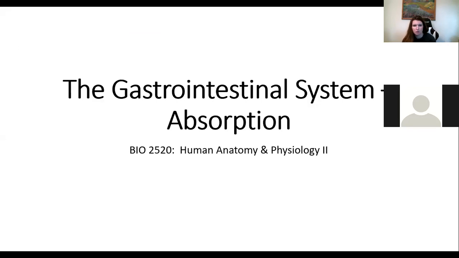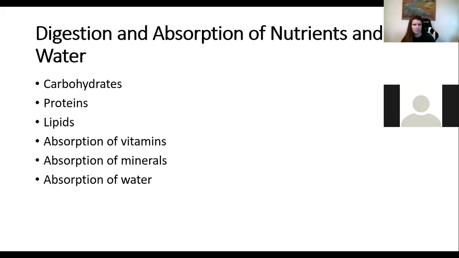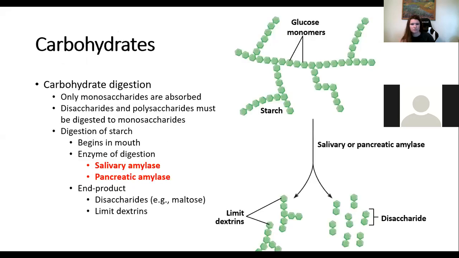Okay, so on Wednesday we were talking about digestion and absorption, and how each macromolecule type gets digested and absorbed. So just a quick, one sentence description of each of these. Carbohydrates get chopped up by your saliva and pancreatic juice. There's amylase in both of those. The end products of amylase are disaccharides and limit dextrins, which are small sugars, but not monosaccharides.